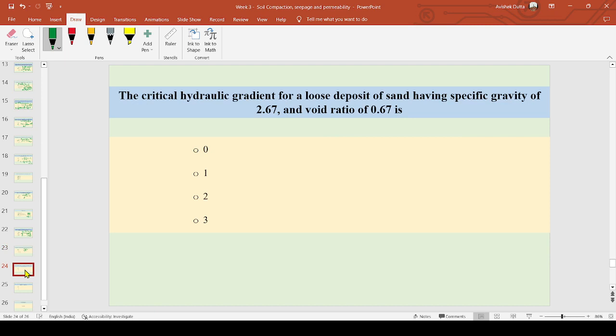Critical hydraulic gradient for a loose soil deposit of sand having specific gravity and void ratio. Very easy question. Critical hydraulic gradient, that is IC, equals G minus 1 divided by 1 plus E. G is almost 2.67 minus 1, 1.67, divided by 1 plus 0.67, which is 1.67, gives the value of 1. So the answer is 1.